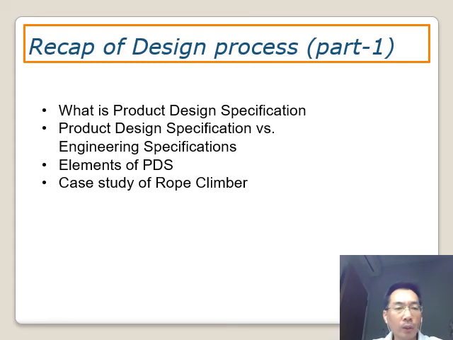Okay, like this we have come to the end of part 1, the design process. We focused on the product design specification. We went through the product design specification, then compared it with the engineering specification, followed by the case study. The main one is a rope climber.